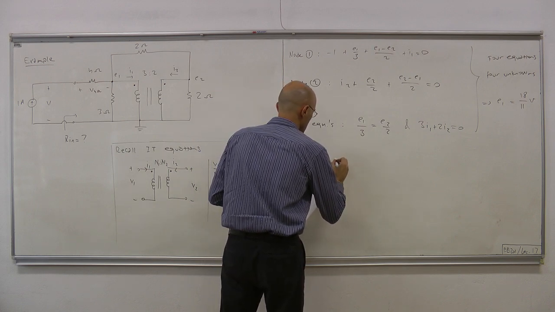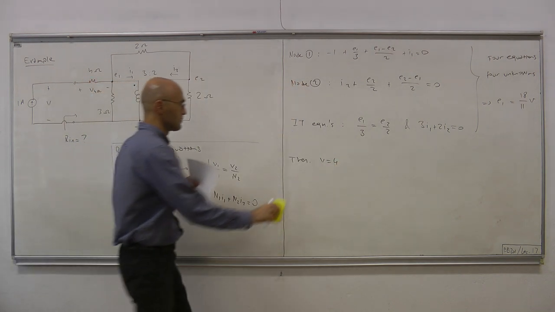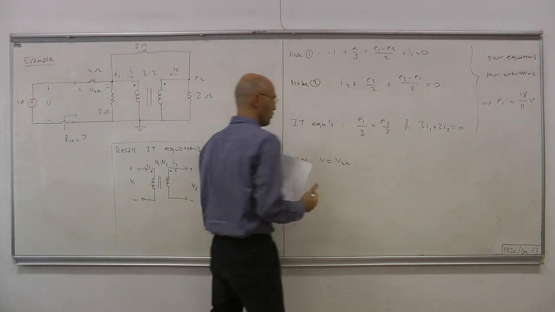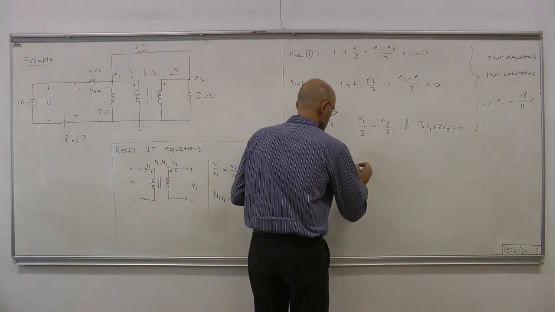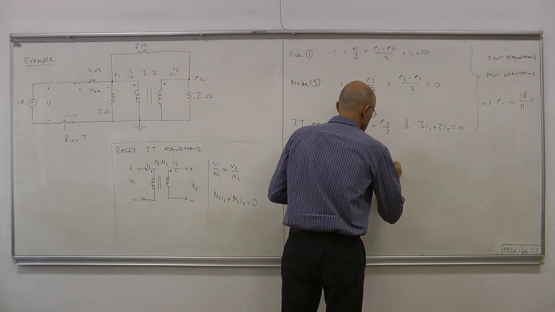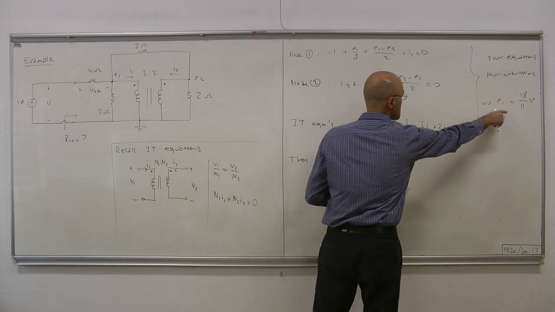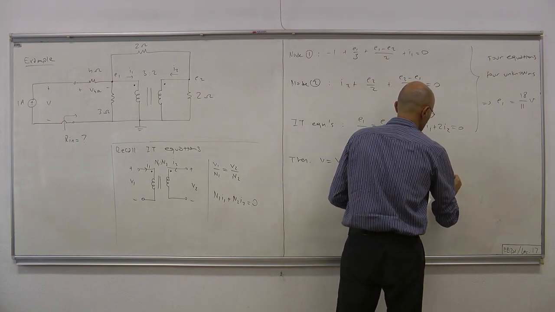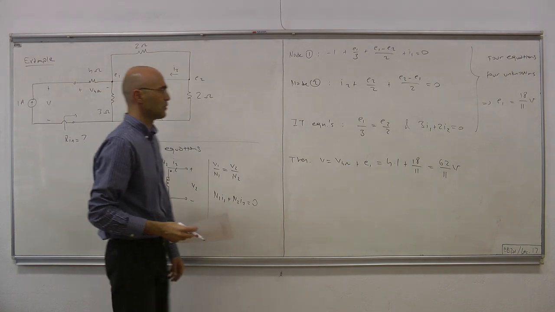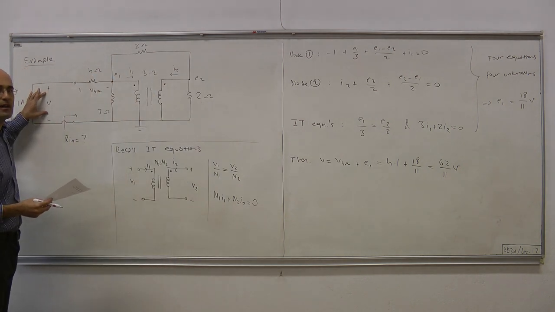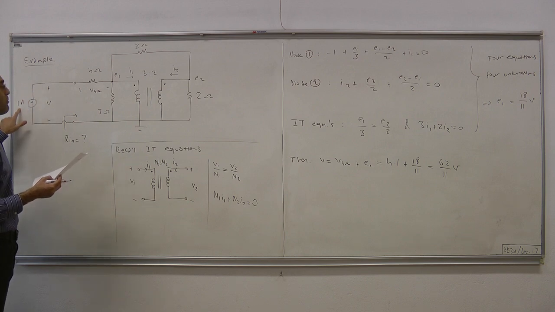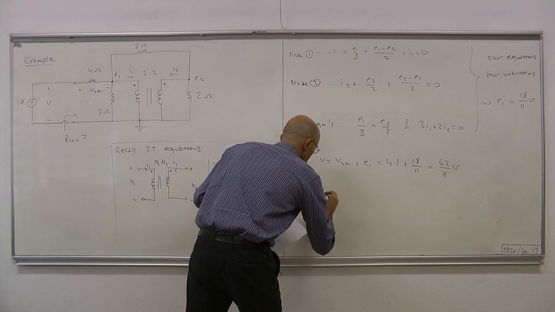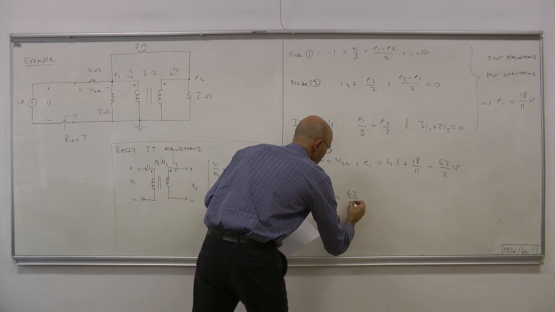Then V equals the voltage of the 4 ohm resistor plus E1, and that's 4 times 1 plus 18 over 11, and that makes 62 over 11 volts. Okay, 62 over 11 divided by 1 amp gives us the resistance. Hence, our input resistance must be 62 over 11 ohms.